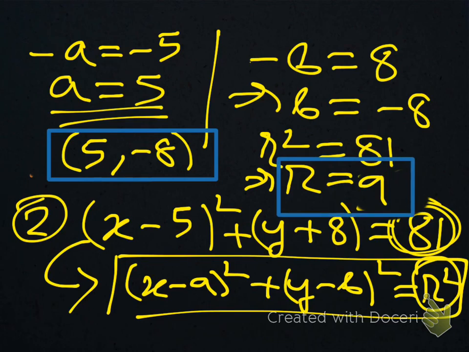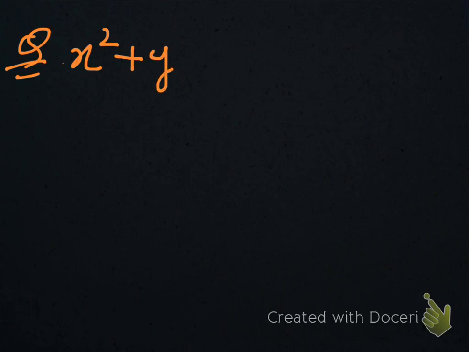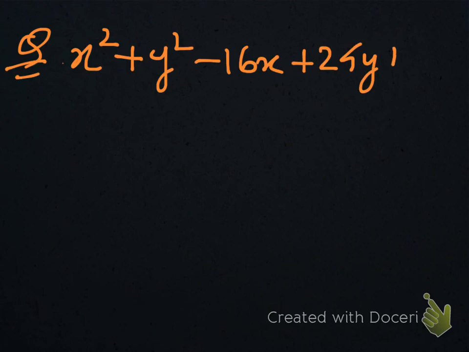Now I'm going to give you the last question, so let me clear this out. Coming to the last question: find the center and the radius of the circle. The equation is given: x² + y² - 16x + 24y + 172 = 0.